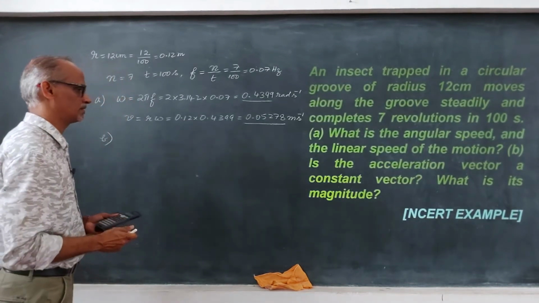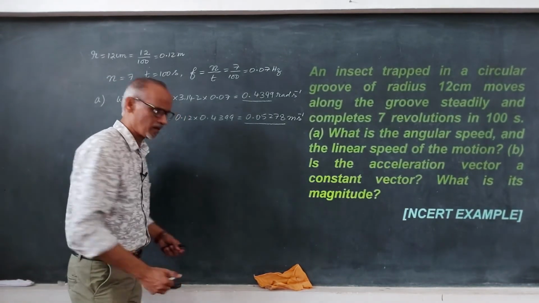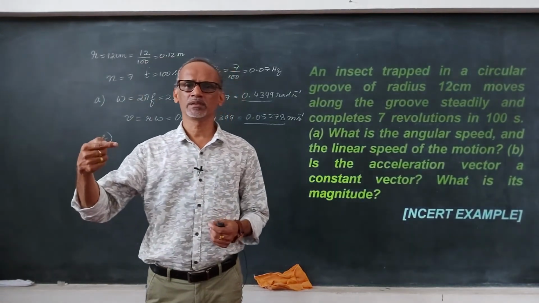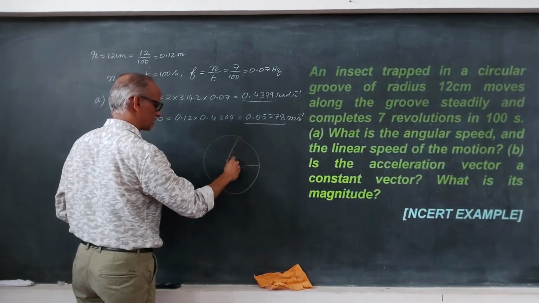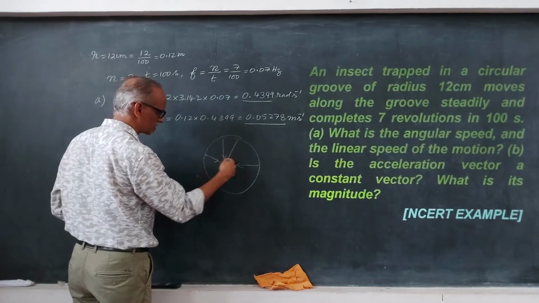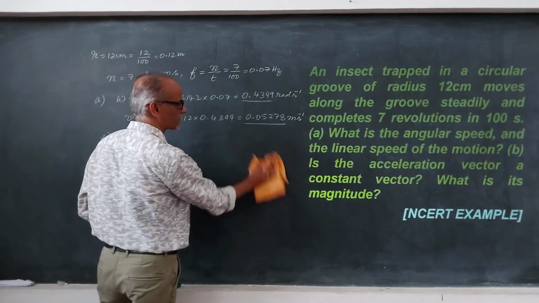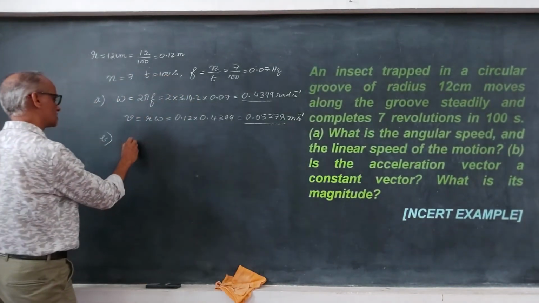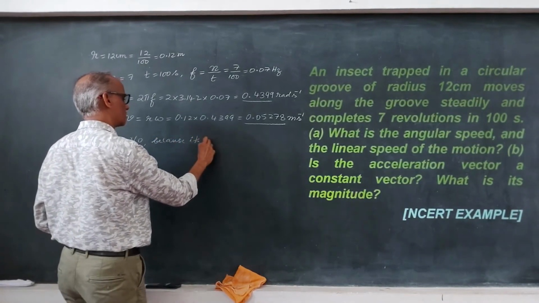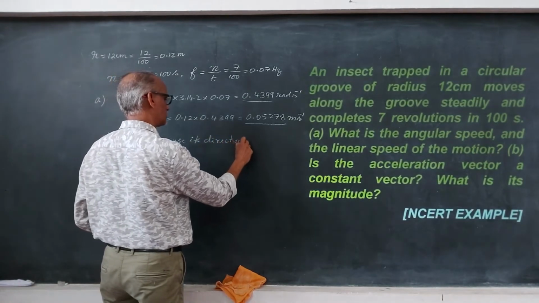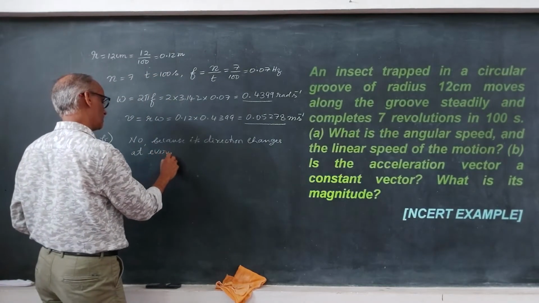Is the acceleration vector a constant vector? See, acceleration, yes, it acts along the radius toward the center, but it continuously changes. See, once it acts like this, then it acts like this, then it acts like this, correct? So, its direction is changing. It was here and now it has changed. So, is the acceleration vector a constant vector? The answer is no, because its direction changes at every instant.